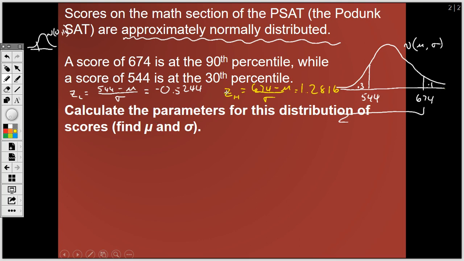So I'm going to write a system of equations. I have two variables and two unknowns. So two equations and two unknowns. So I'm going to go and multiply both sides by sigma. When I do that with this equation, I have 544 minus the mean equals negative 0.5244 sigma. And then I'm going to add the mean on both sides. So I have 544 equals mu minus 0.5244 sigma.